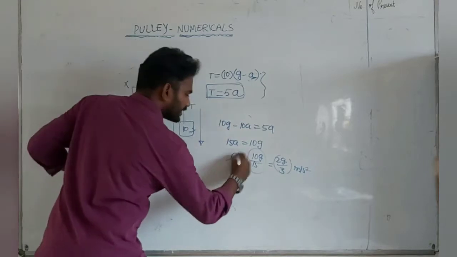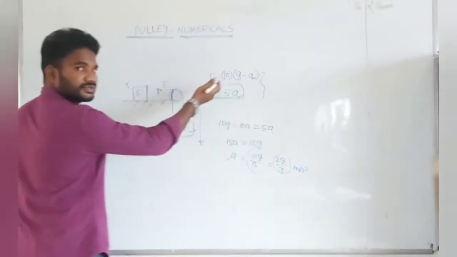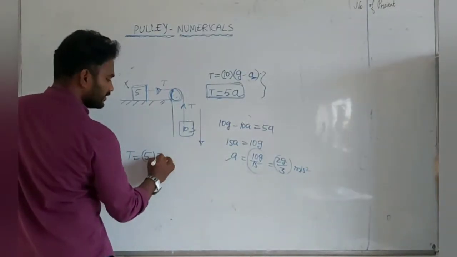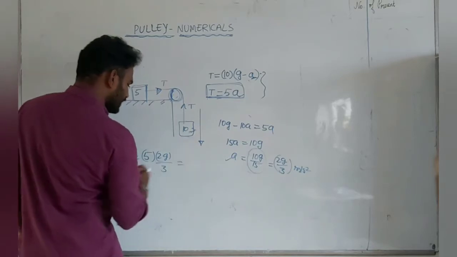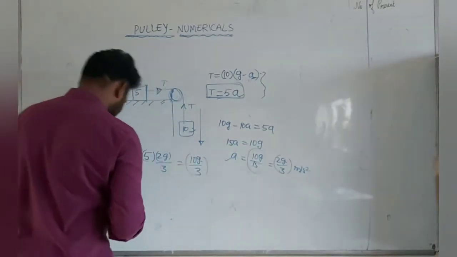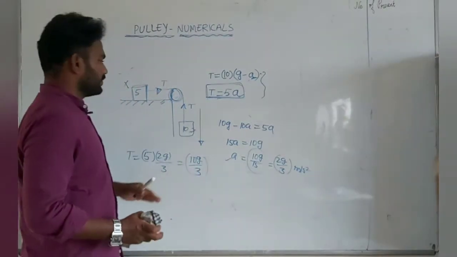So once you find the acceleration, how can you find the tension in the string? That was very simple. Second equation you can substitute, direct equation. T is equal to 5 into what is the acceleration? 2g divided by 3. So what is the answer here? 10g by 3 is the answer. That's it. So whenever they are asking for acceleration, this is the general method I am telling you.